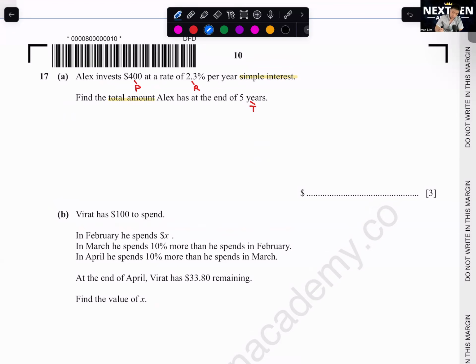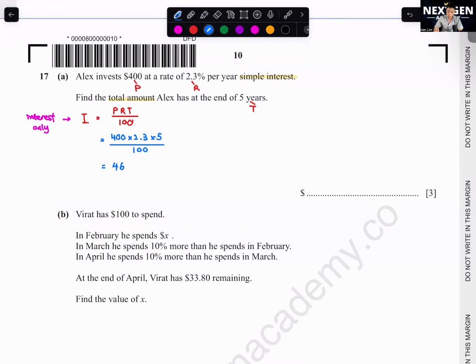So you have to remember when we calculate simple interest, the formula is I equals PRT over 100. For this one is interest only. That means how much he earns. Okay, interest only. So if we were to put into the formula, this is only the interest. 400 times 2.3 times 5 divided by 100, $46. So $46 is his amount of profit that he earned.